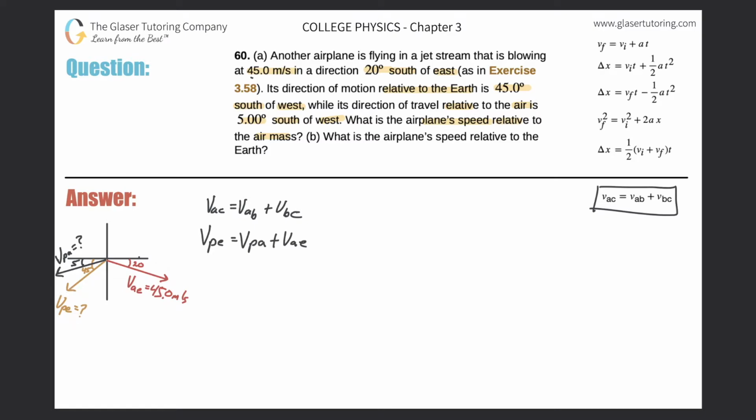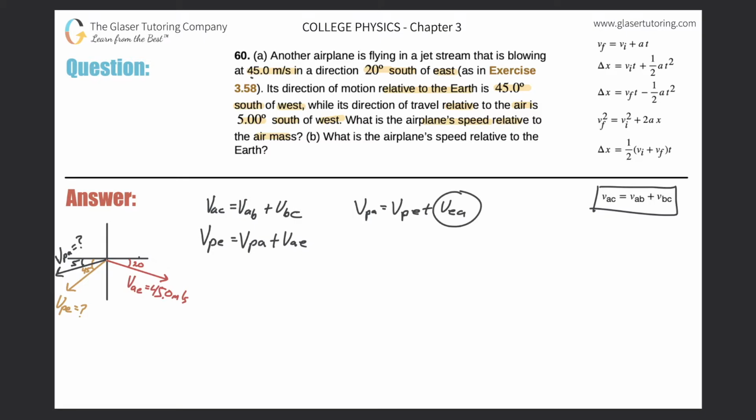But let's say you didn't know that. Let's say you identified this as the resultant vector. What would have happened? Well, then I would have had the velocity of the plane relative to the air equal the velocity of the plane relative to the Earth plus the velocity of the Earth relative to the air. Now, if that's my setup, do I have the velocity of the plane relative to the Earth? Yeah, I do. That would be right there, and they gave me the directional component of it, 45 degrees south of west, so that'd be great.